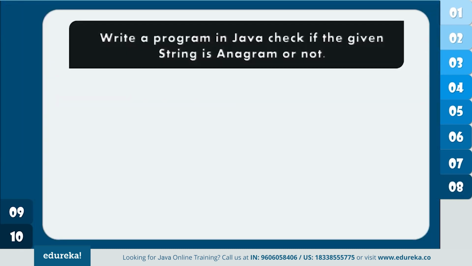So here I have to write a program in Java to check if the given string is anagram or not. So what are anagrams? An anagram is a word or phrase formed by rearranging the letters of a different word or phrase, typically using all the original letters exactly once. That is, when you have a word called listen, out of that, by using all the letters just once, you can make another word like silent, correct? So let's see how to do that with the help of a code.